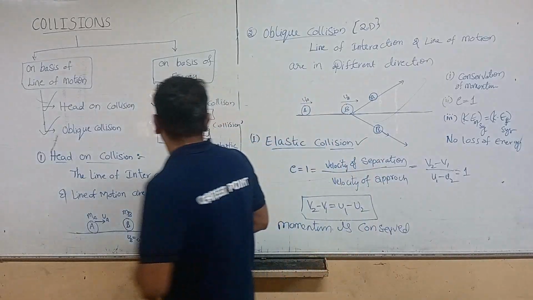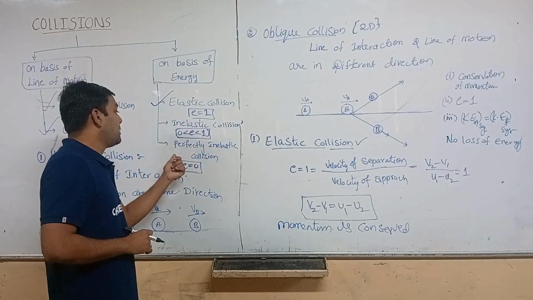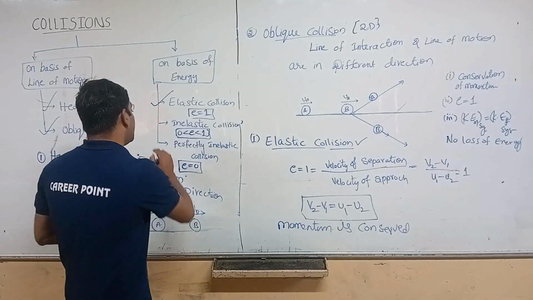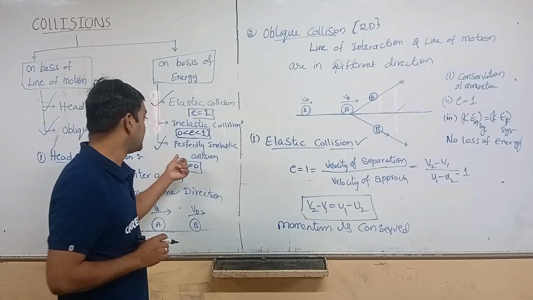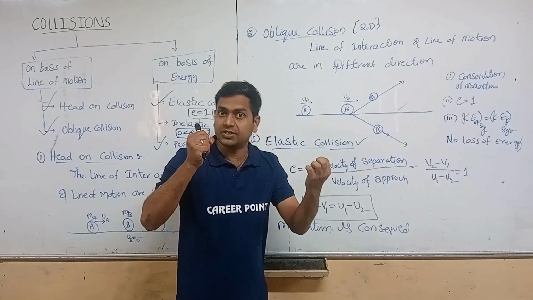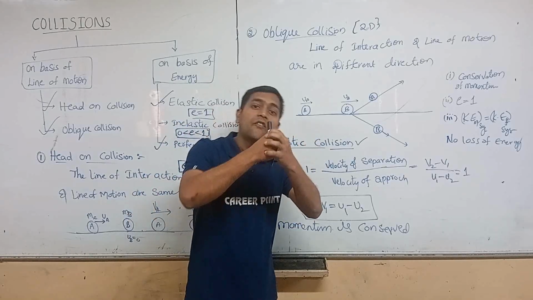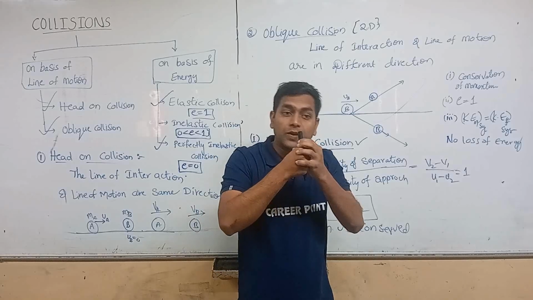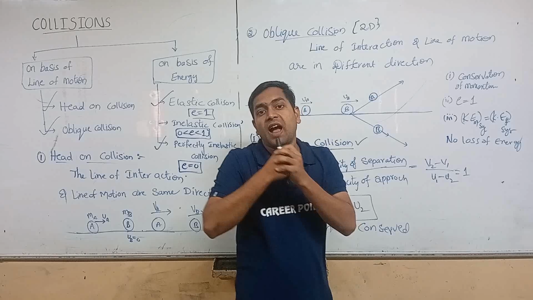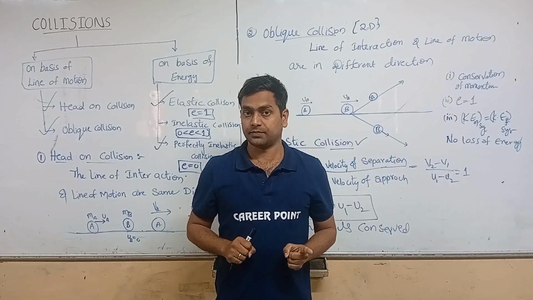Coming to inelastic collision, I will discuss it later. Now perfectly inelastic collision: when an object is here and another object is here and both collide, after the collision both will move with the same velocity. Both get attached to each other and move with a certain velocity. That is called perfectly inelastic collision.